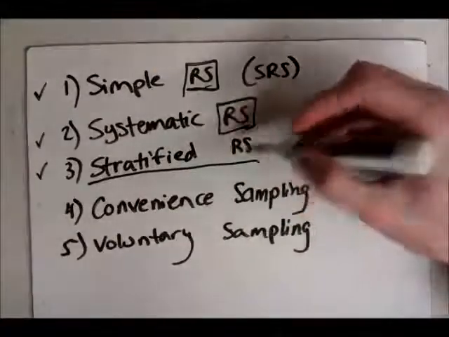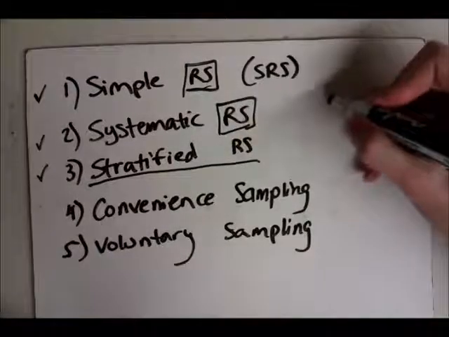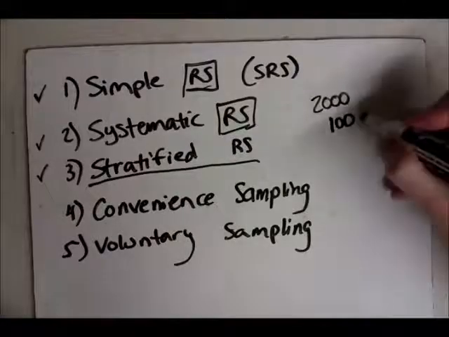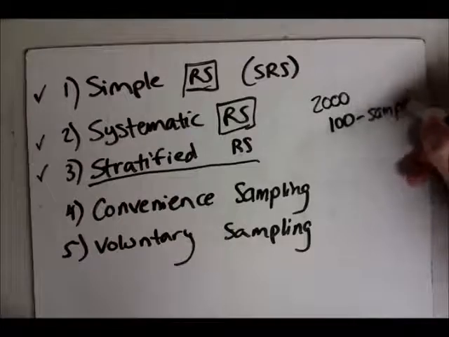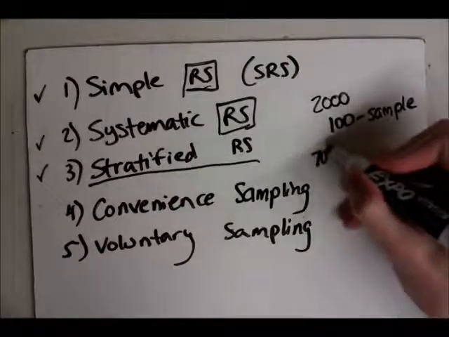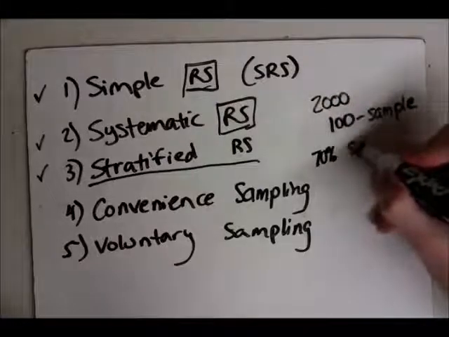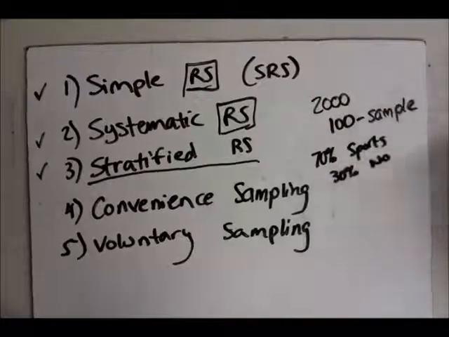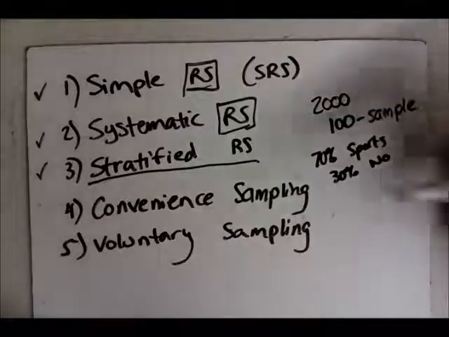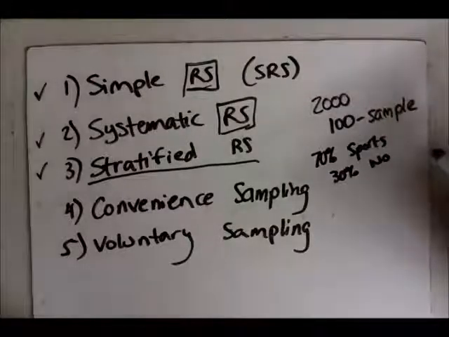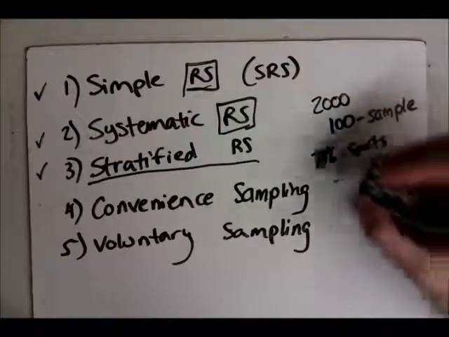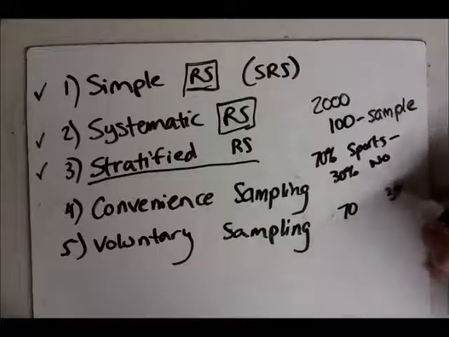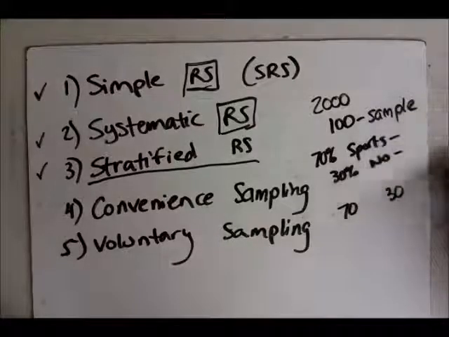Alright, so hypothetically, for stratified random sample, let's say my school has 2,000 people, and I only want to survey 100 of them. So my sample size is going to be 100 people. And maybe at my school, 70% of my population of 2,000 play sports, and 30% do not play sports. So when I'm picking the 100 people in my sample, I want it to represent my population very, very well. So I'm going to pick 70 people from the sports category, and 30 people from the non-sports category.